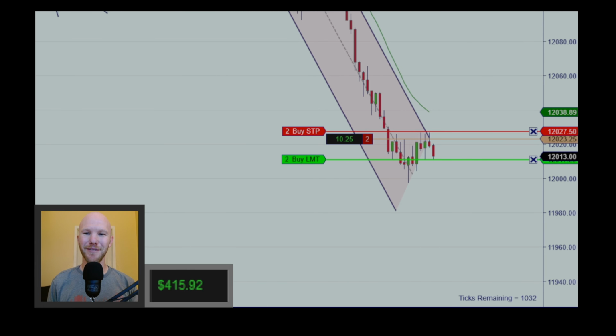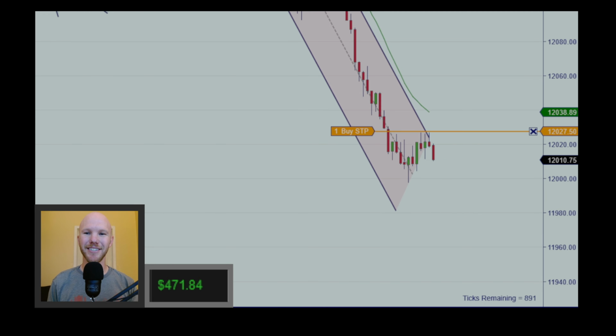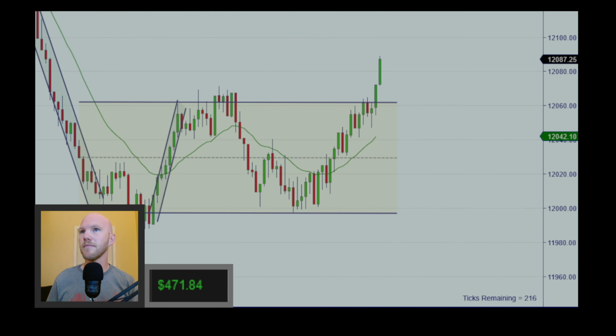Oh man, it bounced off the order. Come on now. Just a couple more ticks to get us filled. There we go. Okay, perfect. Great. So we got our first win on the day, 1-0, for $471 so far. Great trade. Let's see what else we can find for today.